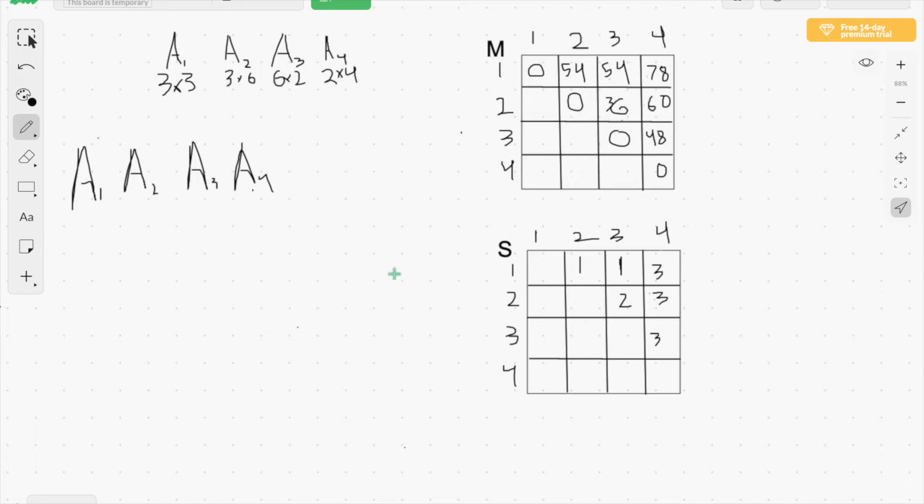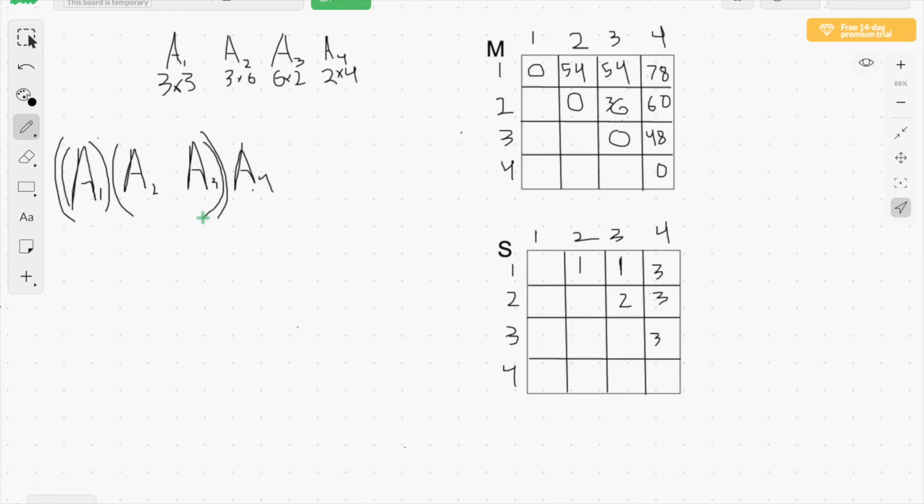So, we start by looking at the top right corner of S, so S14, so that's 3. So, that tells us that we can put a parentheses here and split A1, A2, A3 from A4. Cool. So now we need to figure out what the best way to segment A1, A2, A3 is. So with that, we can look at S13. So S13 is 1. So what that tells us is we can put a parentheses around A1. And now we have A2 and A3 left. There's only one way to multiply it together. So we can just put a parentheses around them like that.